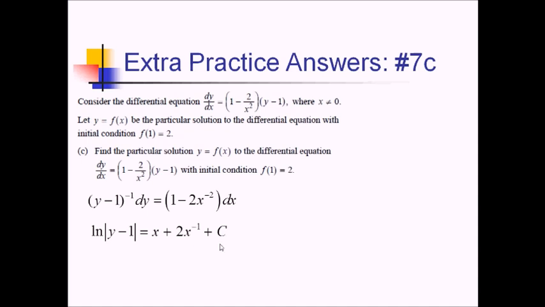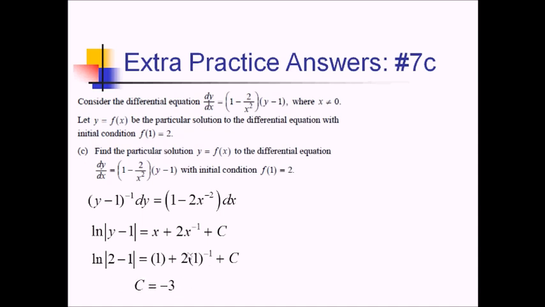We're going to now plug in the initial value, the initial condition, to figure out what c is. So on the left side, I've got ln of 2 minus 1. And then on the right side, I've got, let's see, 1 plus 2 times 1 to the negative 1 plus c. So on the left side, this is ln of 1, which is 0. On the right side, this is essentially 3 plus c. If I subtract the 3 over to the left, I've got c equals negative 3.